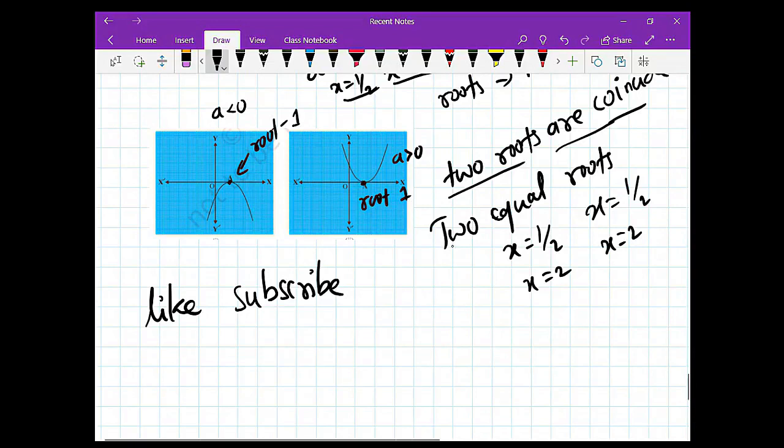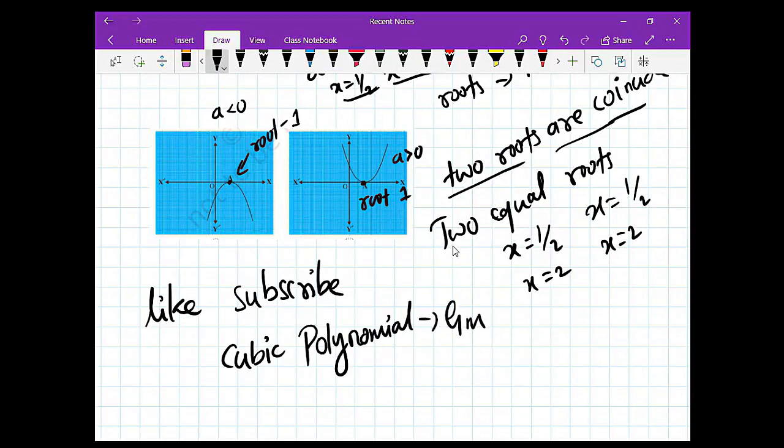Tomorrow we will discuss the cubic polynomial, its geometrical meaning, the zeros of a cubic polynomial, and exercise solving.